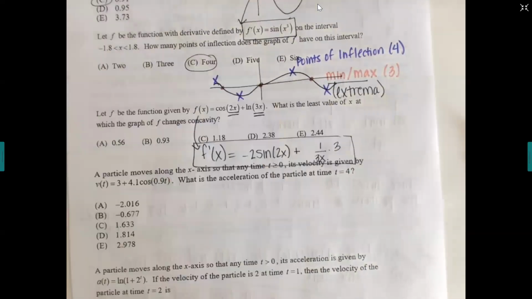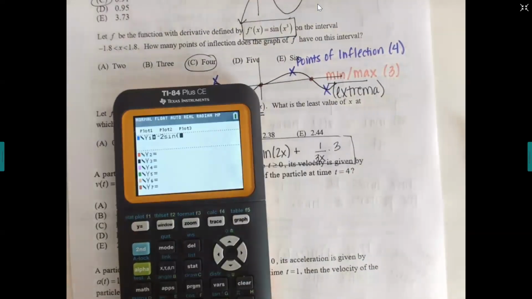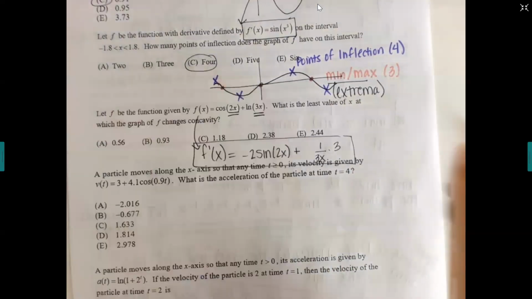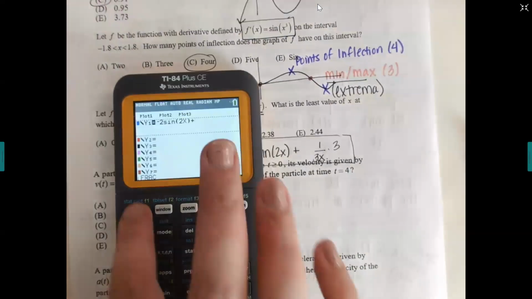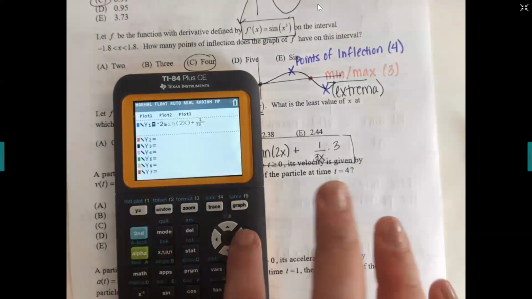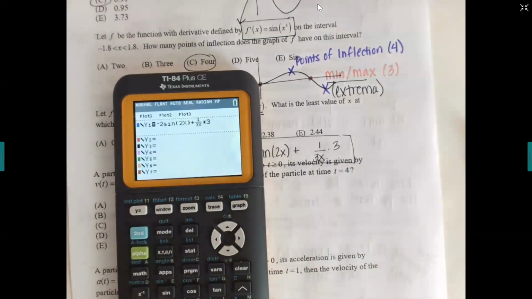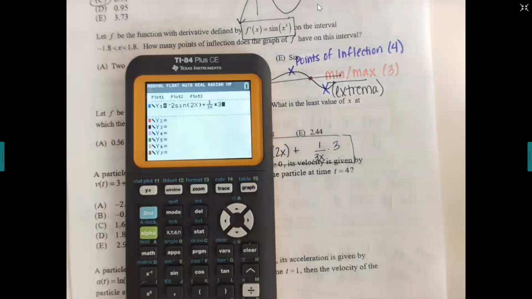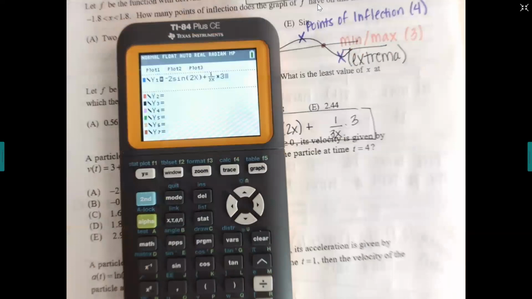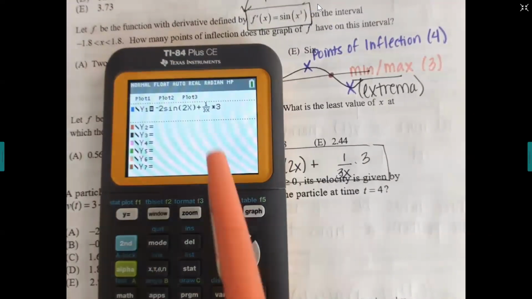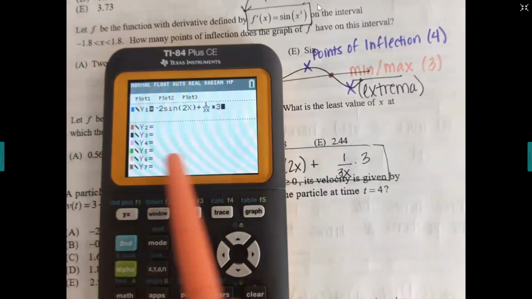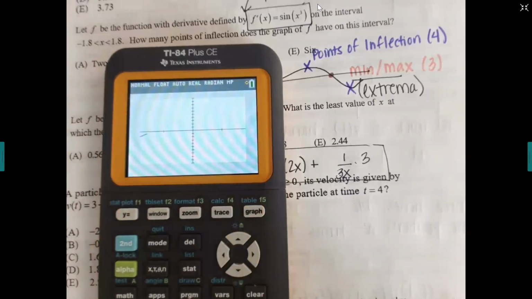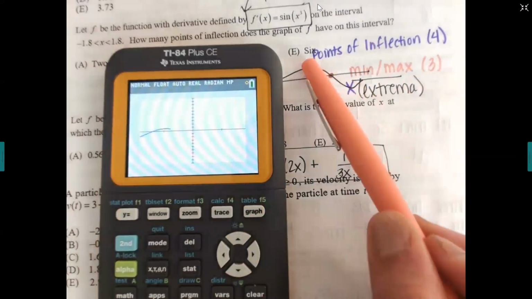So let's type it in. We want -2 sine 2x and then +1/3x and then times 3. Would there be an easier way for me to write 1/3x times 3? What could I do instead? 3/3x. Yeah, just do 3/3x. And then even the threes could cross out, but okay. From there, what is this a graph of? Is this going to be f? This is f prime. So the points of inflection are going to be the x's, remember?